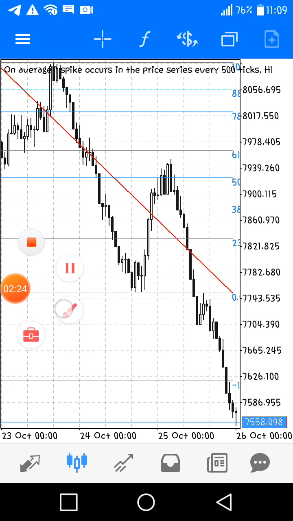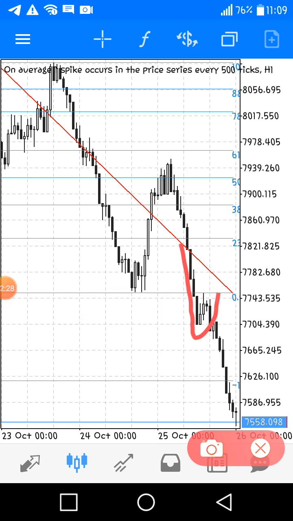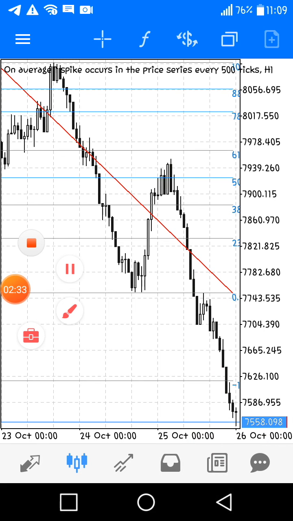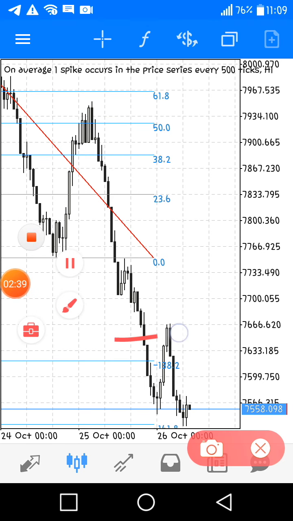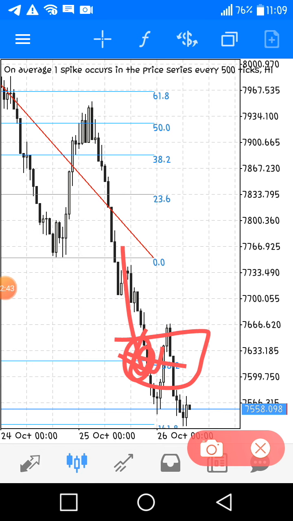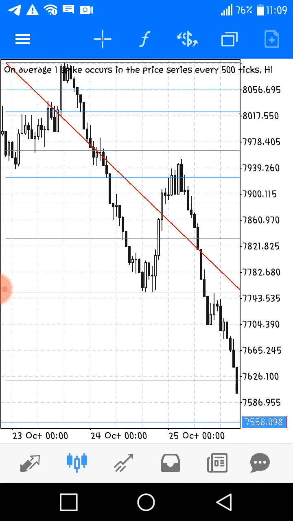It retested it here, it broke out, retested it, and continued to sell. Then you can now target. I told you guys that you can now target the 138.2 level for a TP. And you know these are the things to do.